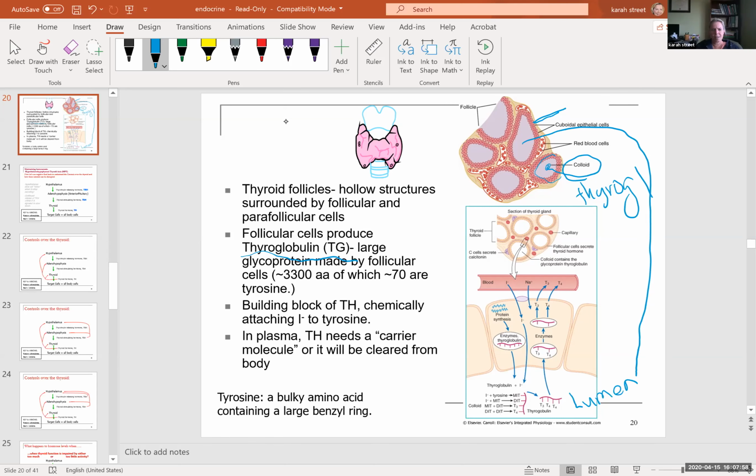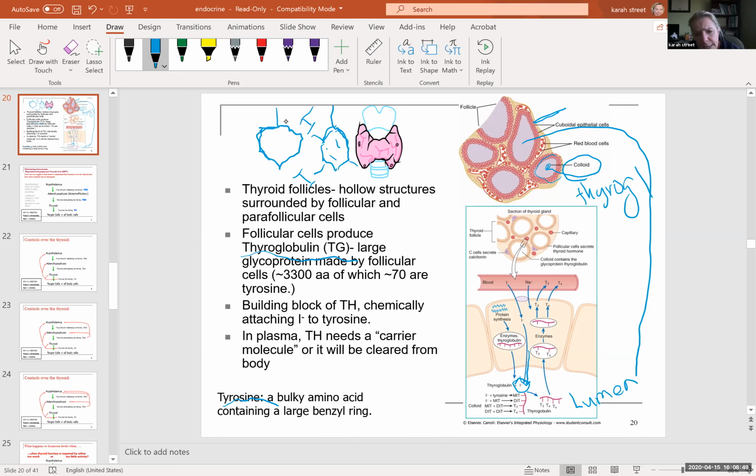One of the amino acids that is repeated a lot in that chain is tyrosine, and tyrosine has a ring. I'm trying to draw a hexagon, which is very set. My stylus is not doing what I want it to. Anyway, it's got this ring, and attached to that ring, we start to see iodide. As the thyroglobulin is exocytosed, iodide, shown here as the anion, is attached to the tyrosine residues.